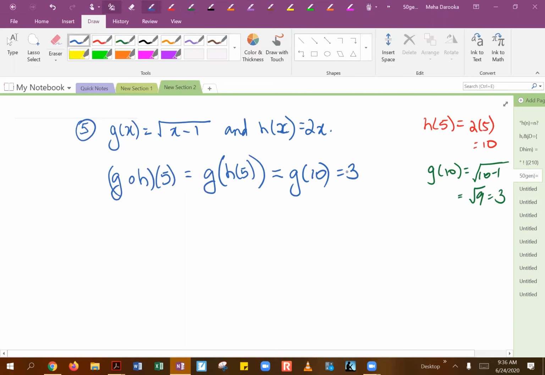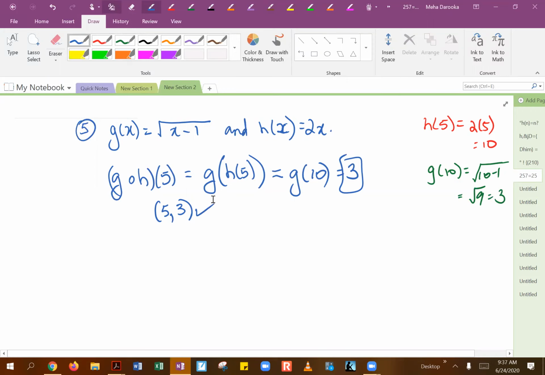Yeah, very good. So in this case, you can see we actually started out with the x value of 5, and by the time we got through the composition, we get 3 as our answer. So that's what they're looking for here in this case. So this would be our answer. If they ask for an ordered pair, then you can, of course, put this in.